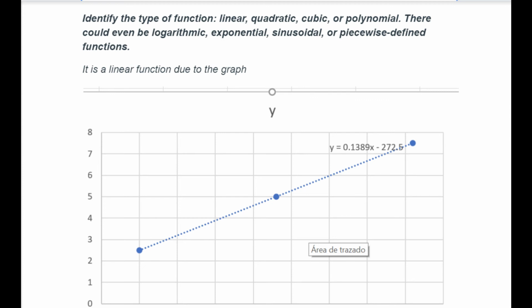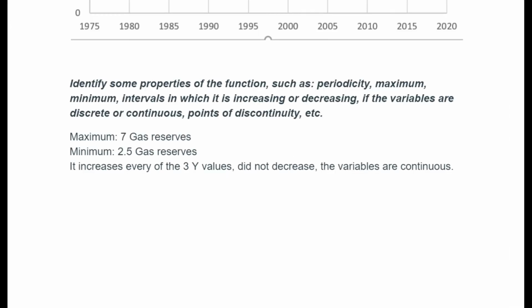It is a linear function due to the graph. The maximum is 7 gas reserves, the minimum 2.5 gas reserves. It increases every 3 y values. It did not decrease, and the variables are continuous.